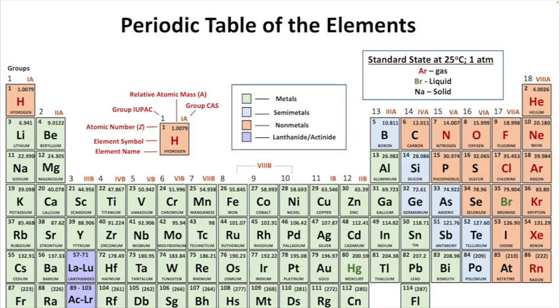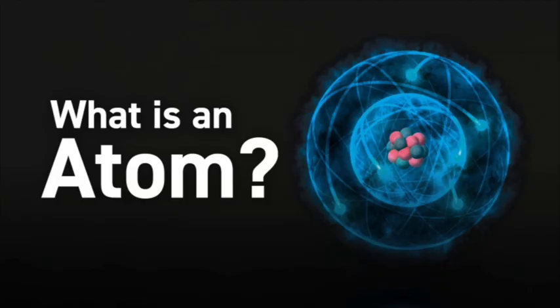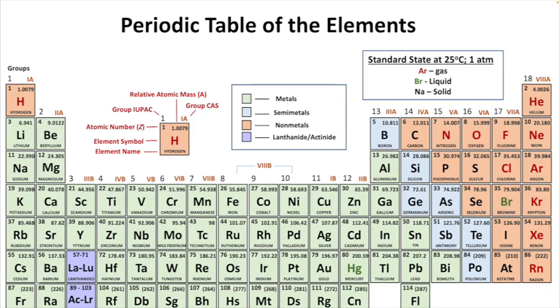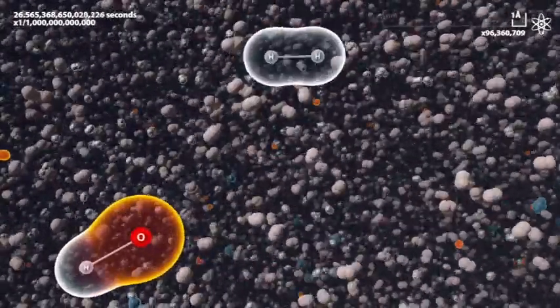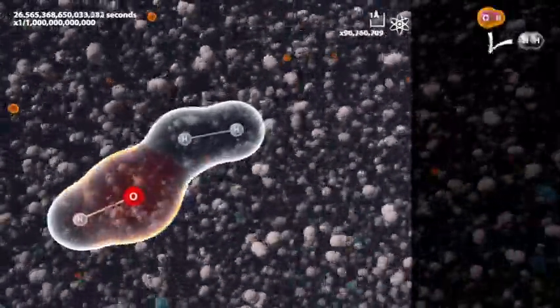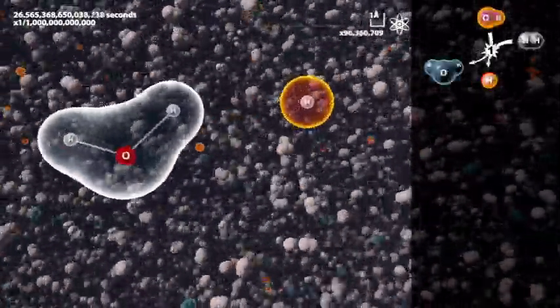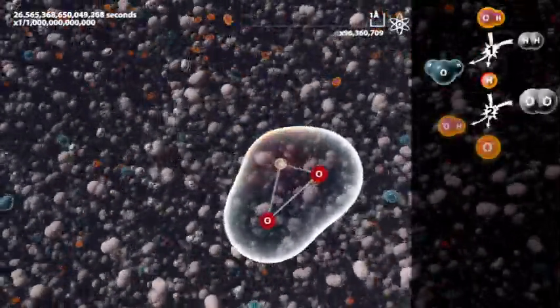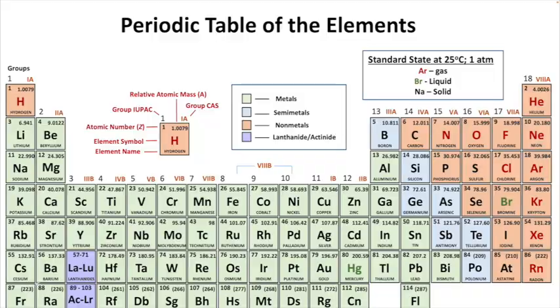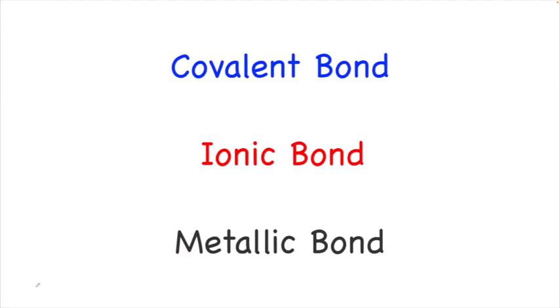The elements are arranged in the periodic table according to their atomic number, which represents the number of protons in the nucleus. The atomic mass depends on the total number of protons and neutrons together. Each element has a different electronegativity. Even though elements are electrically neutral, differences in electronegativity make them attract or repel each other, forming bonds in various ways. We have seen that there are three main types of bonds between elements.